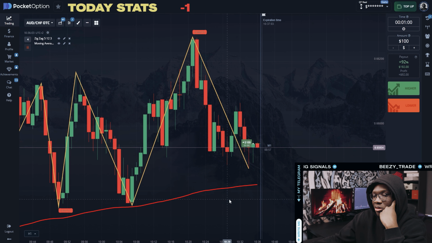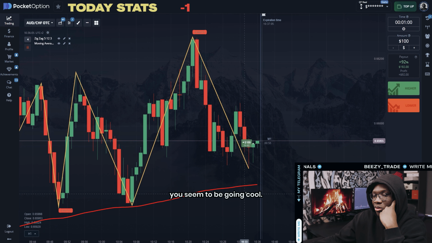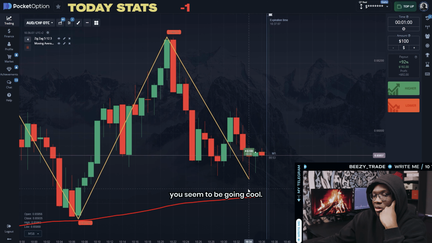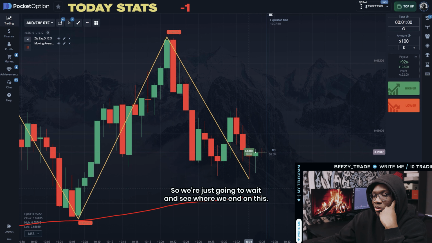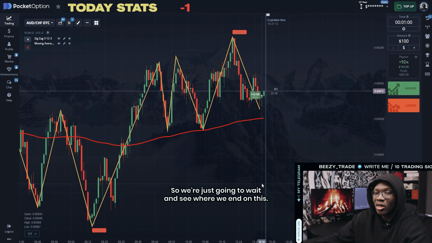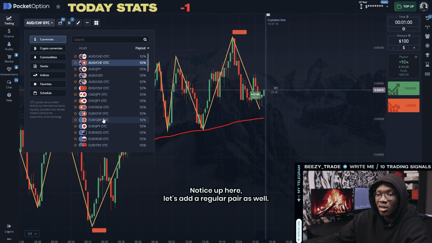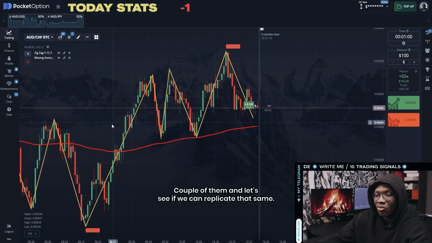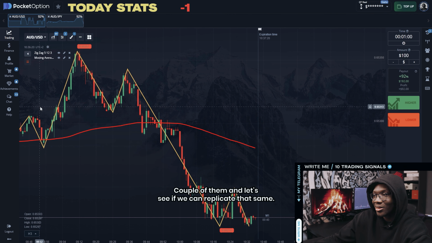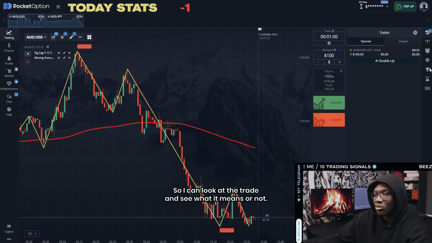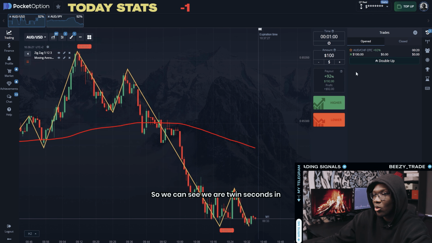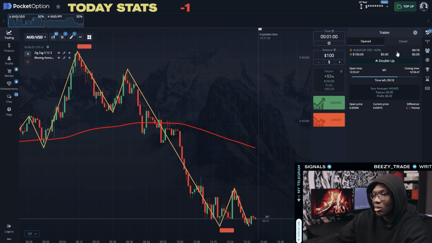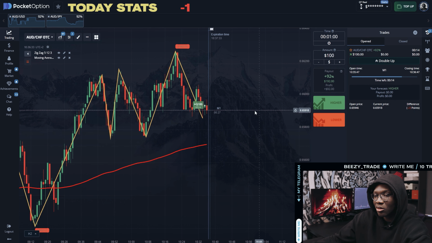And it seemed to be going cool. So we're just going to wait and see where we end on this. So that was done in an OTC pair. Let's add a regular pair as well, a couple of them, and let's see if we can replicate that, so I can look at the trade and see if it wins or not. So we can see we are 20 seconds in, and it seems like the market's pulled downwards on us.